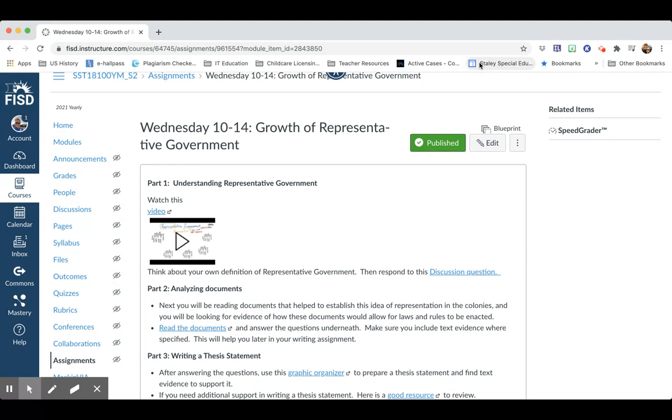All right, so remember yesterday we started talking about the roots of representative government. When I say the roots of something, I'm talking about the foundation of it. How did it begin? When we looked at the colonies in the early 1600s, we saw the development of this idea of representative government. People like William Penn and other colonial leaders start to make this part of their own government in the colonies.